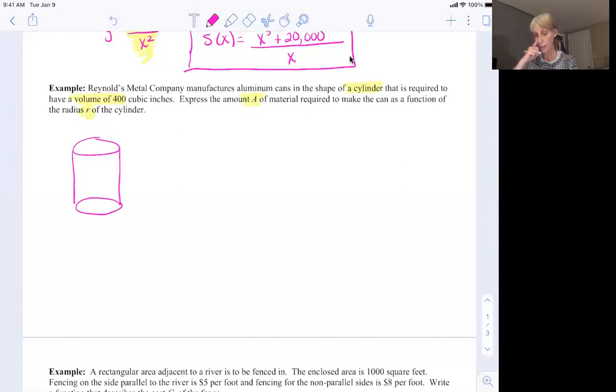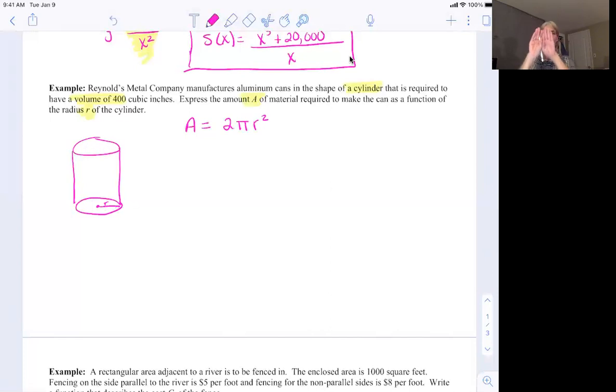There's my cylinder. That's my radius, right? This is r here. So I'm going to first start with the area. Okay, I want the surface area of this. Now the surface area of the cylinder is going to be the bottom and the top. So I have the area of each circle. The area of each circle is pi r squared.